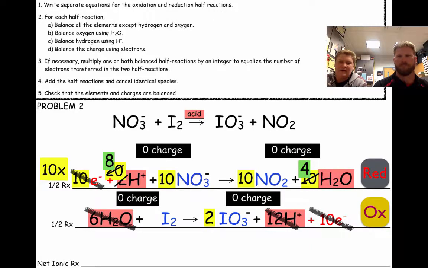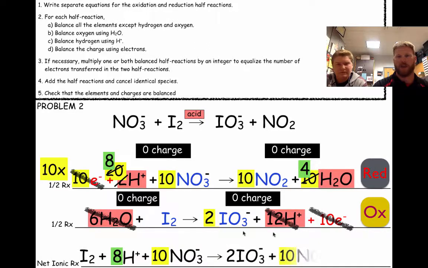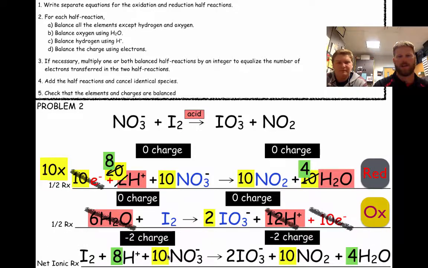Very good. And now we just write it in the ionic equation. All right, add everything up. Don't miss anything. So we have the I2, 8 H pluses, 10 NO3 minuses, 2 IO3 minuses, 10 NO2s, and 4 H2Os. And everything should be balanced. If you check the charge over here on the reactant side, we're -2, and we're also -2 on the product side. Very good. Very nice.